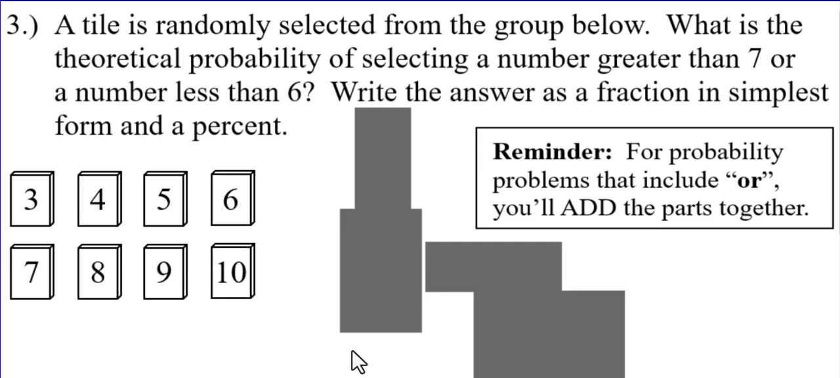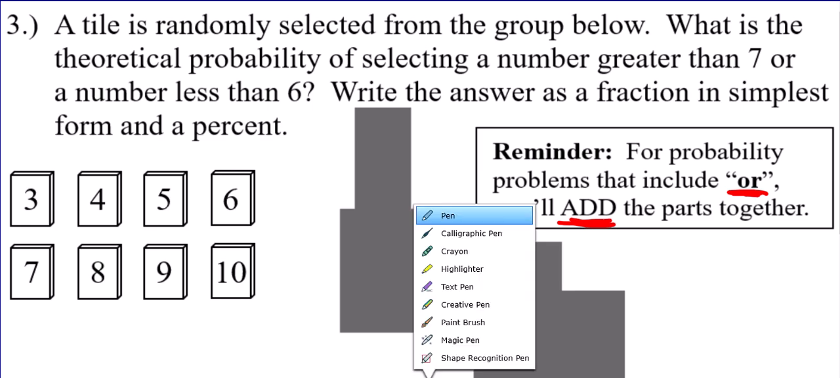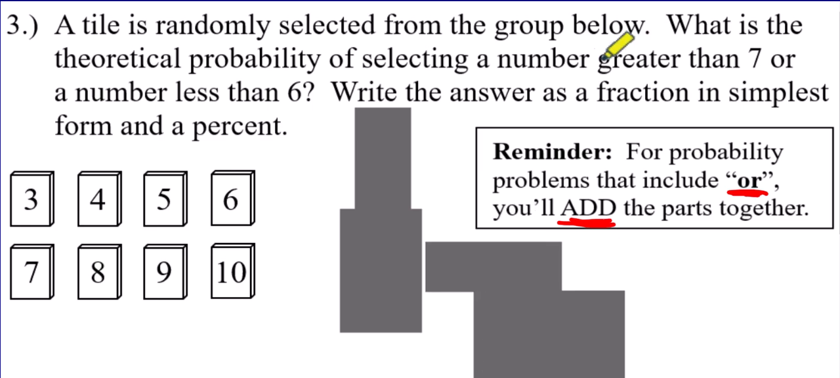Now, pay attention to this reminder box. When you have the word "or" in any kind of relative frequency or probability problem, you will add the parts together. Okay, so what are we trying to get? We are trying to find the probability of selecting a number greater than 7 or a number less than 6. Okay, so which numbers were greater than 7? That would be the 8, the 9, and the 10.